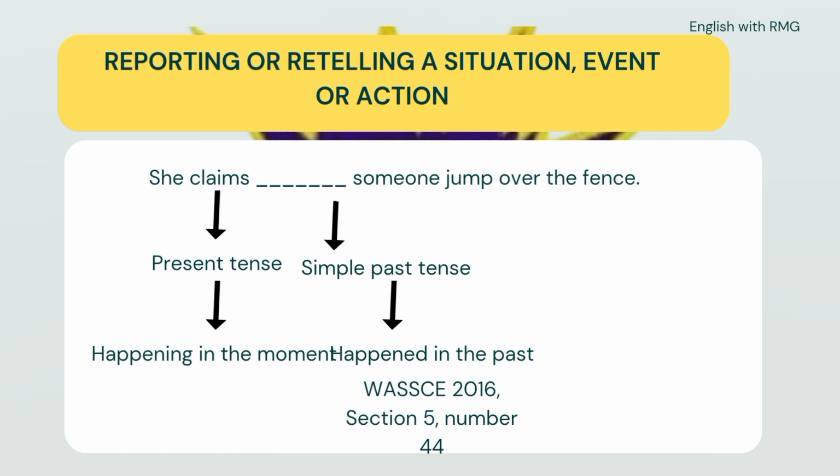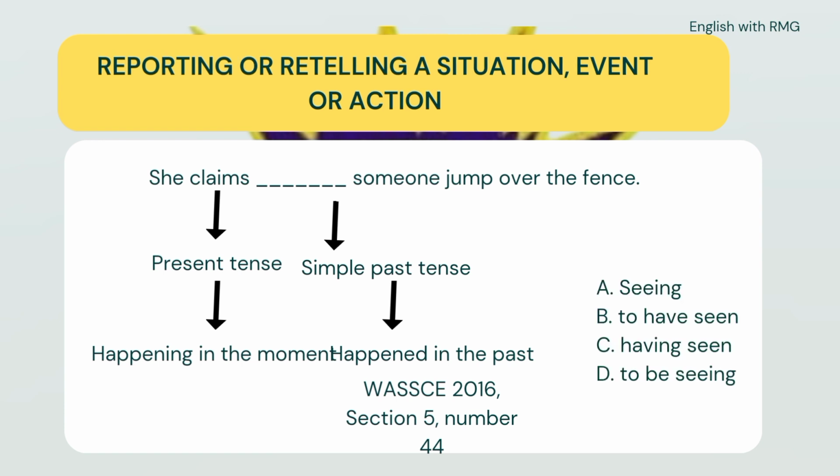So let's look at this example from the WAEC past question, 2016, section 5, number 44. She claims dash someone jump over the fence. She claims. The action must have happened before she can even make a claim. Do you understand? So that means the action is going to be in the past tense. And since this one is present, then I'm going to use a simple past for the action. Are you following? So let's look at our options. A, she claims seeing someone? Or B, to have seen? C, having seen? D, to be seen?